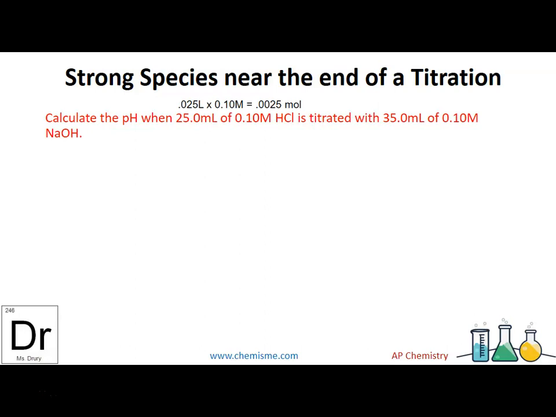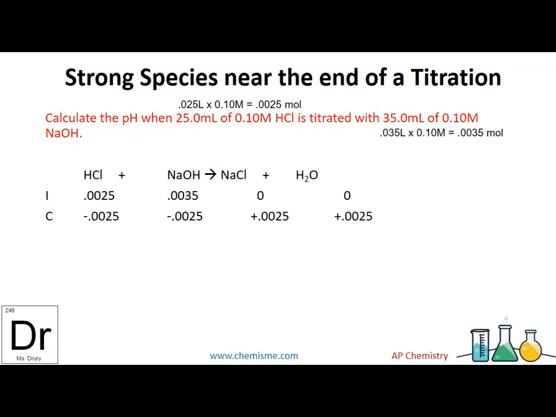So now we have too much base. We can kind of tell, but let's just put the calculation out there, right? Molarity times volume. And then write our equation that hasn't changed. Put in our initials, and then our change. Our change will be 0.025 this time because it's a smaller value. It goes across the board. You subtract from what you have and add to what you don't.